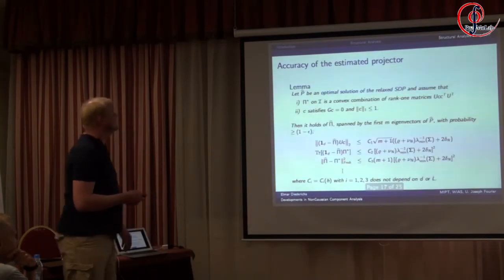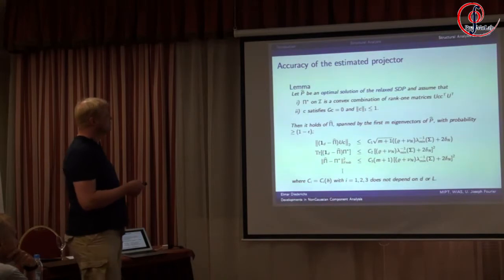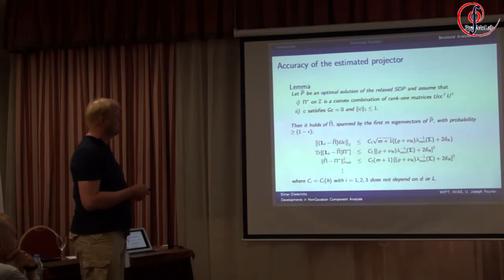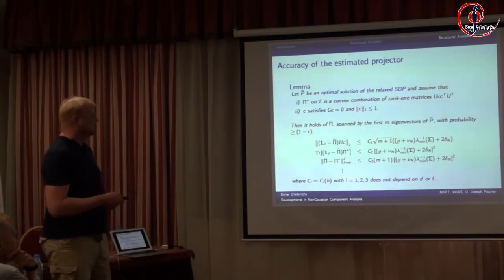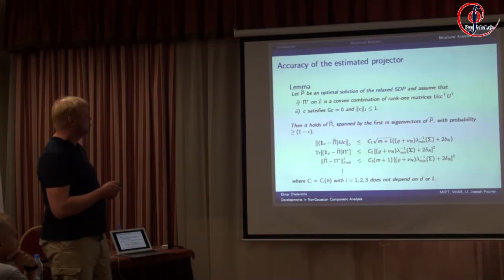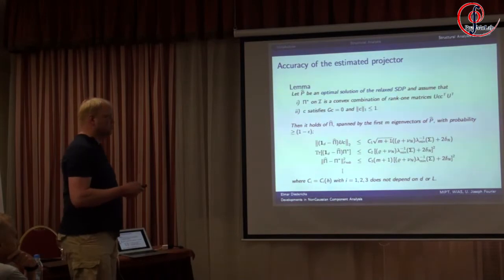And first of all, let's have a look at the estimation error that comes with the solution of this optimization problem. We have the following lemma. We assume that P hat is the optimal solution of the semi-definite problem, and we assume that pi star, the real projector on the non-Gaussian performant subspace, is a convex combination of rank 1 matrices of this form.